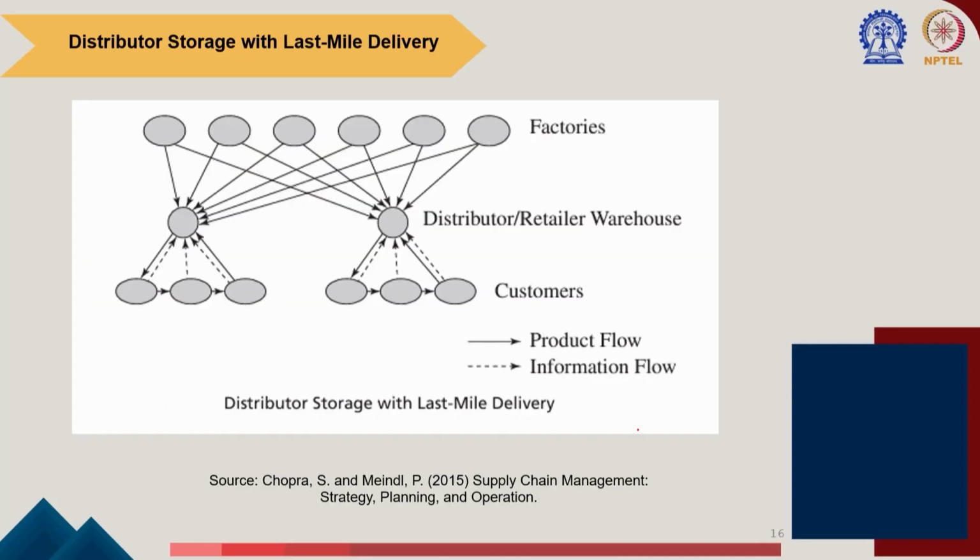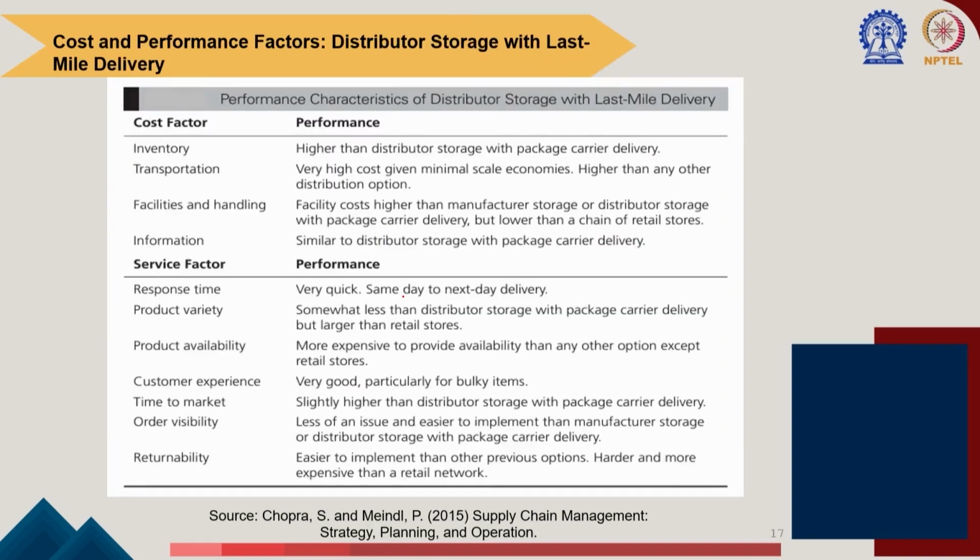Distributor storage with last mile delivery: distributors are storing at different locations, and then they serve one market through their local distribution partner who is doing the last mile delivery, right. So talking about inventory cost, it will be higher, because you are maintaining it at different locations. Transportation cost is very high, because you are processing individual orders. But if we talk about the outbound logistics cost, that will be reduced, right. And customer experience is enhanced by doing the last mile delivery.